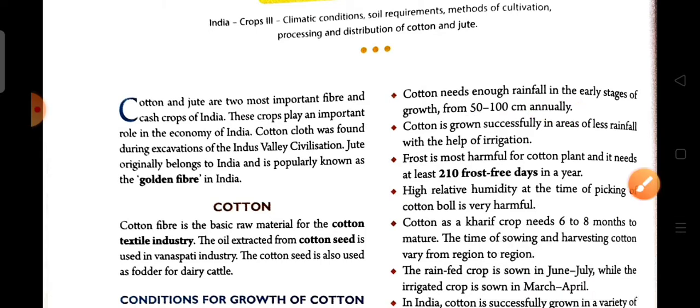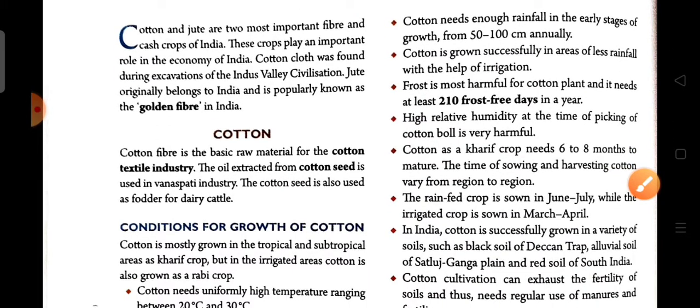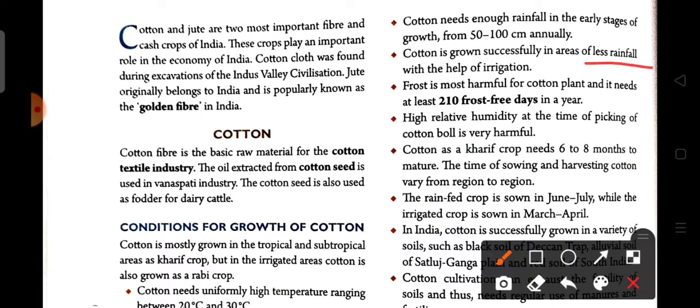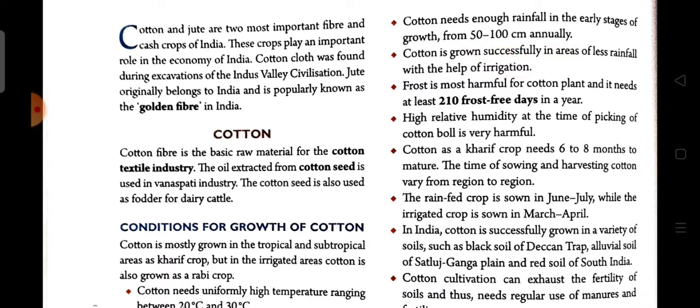Cotton is grown successfully in areas of less rainfall with the help of irrigation. So it only needs 50 to 100 centimeters of rainfall throughout the year, and it can also be grown in less rainfall areas with the help of irrigation.